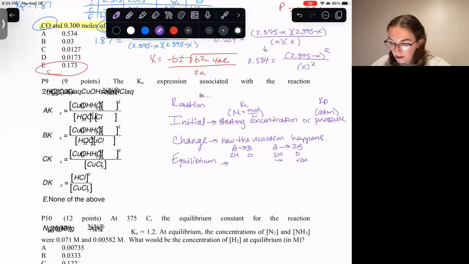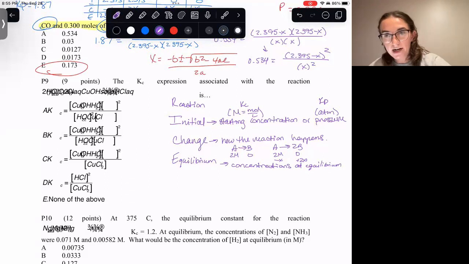Equilibrium is going to be your concentrations at equilibrium. Right, so once the reaction is done changing, once all of the reactants and products are formed, and you've reached that happy middle ground of the reaction going forward and in reverse at the same rate, then that will be your concentrations at equilibrium. Again, those are in the same units as your initial concentration or your initial pressure. And that is most often the combination of your initial and your change.